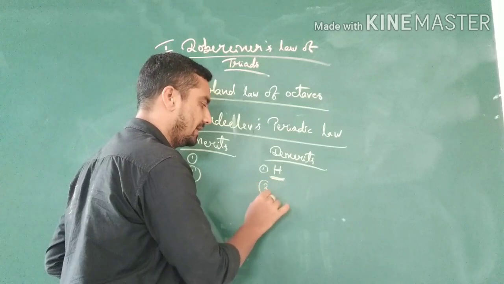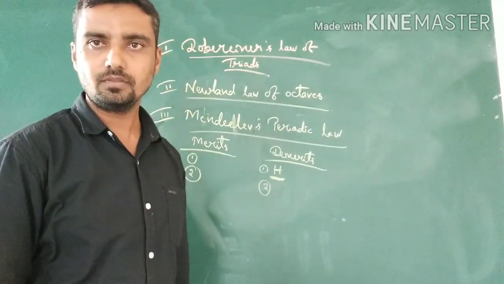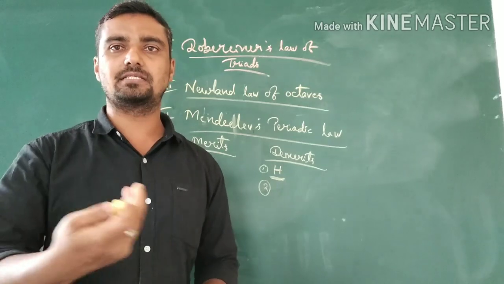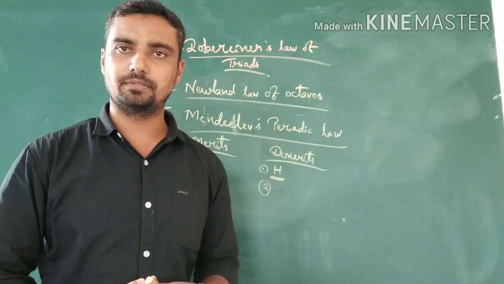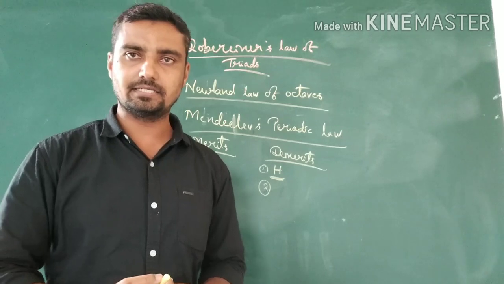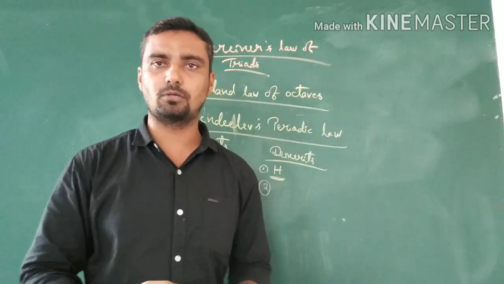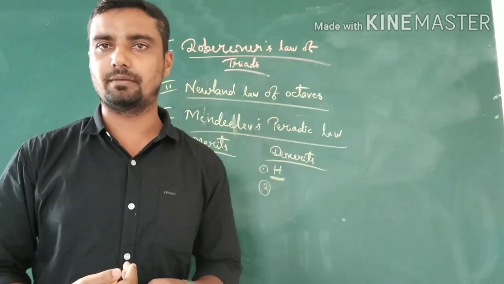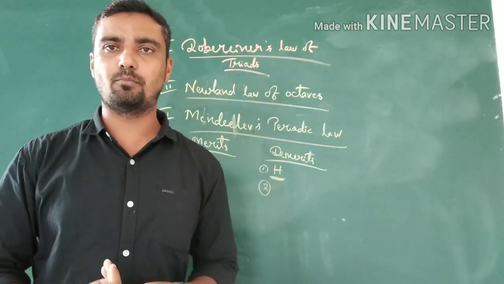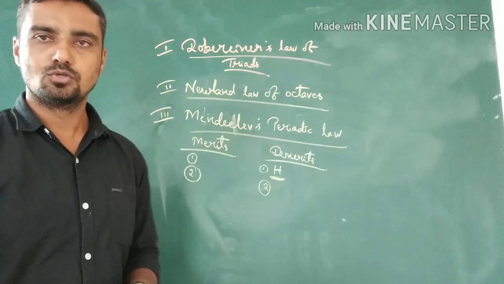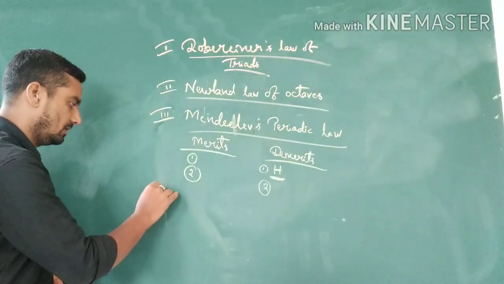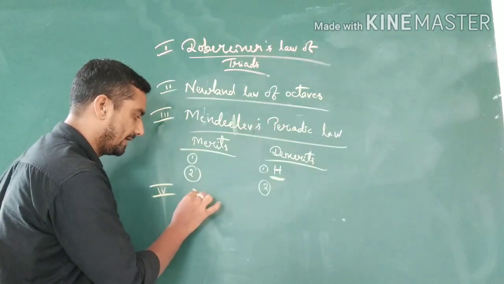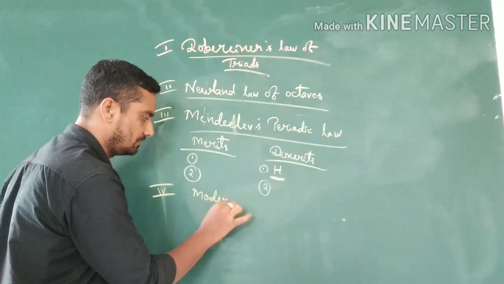The lanthanides and actinides are placed separately at the bottom of the periodic table. They have not been placed inside the periodic table. This has been overcome by the fourth one, the modern periodic law.